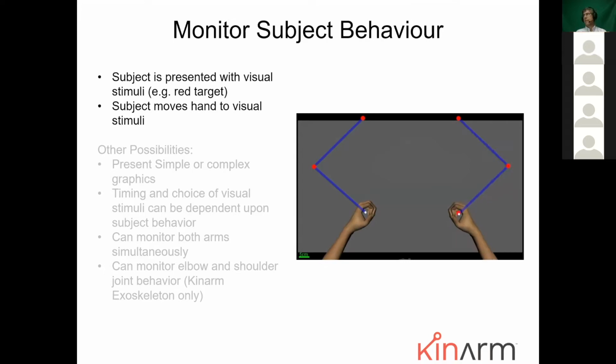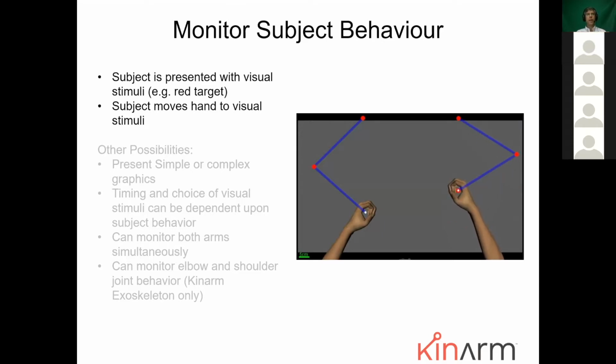In this example, it's a very simple example. The subject was presented with red targets and they were told to reach from target to target. So this is, for those familiar, just visually guided reaching. It's a very common paradigm. What's important here is the subject is moving from point to point.